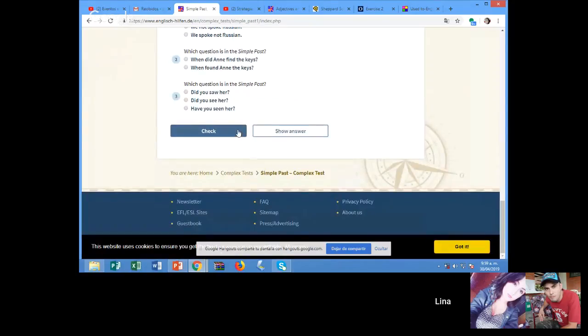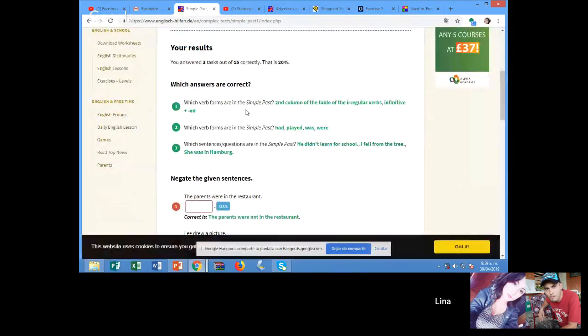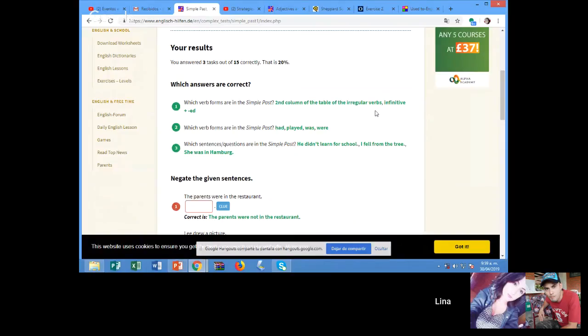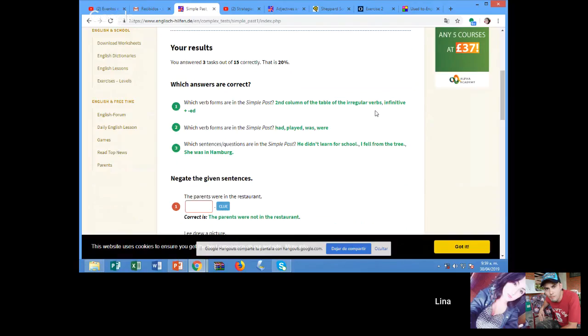So let's check this one, because, like we saw, the second column of the table of the irregular verbs. Remember, we have this table with the verbs, and the second one is in simple past. Regular and also irregular verbs, because, of course, with the regular verbs we add just ed. Okay. We have here the correct one, and this one also is correct.